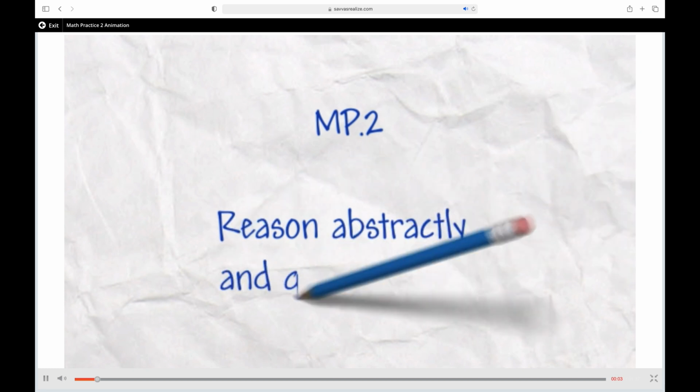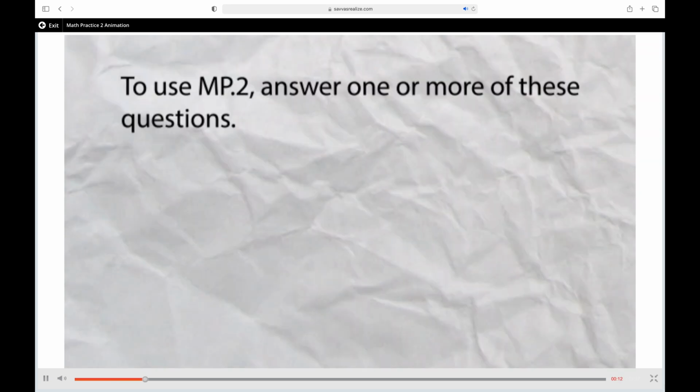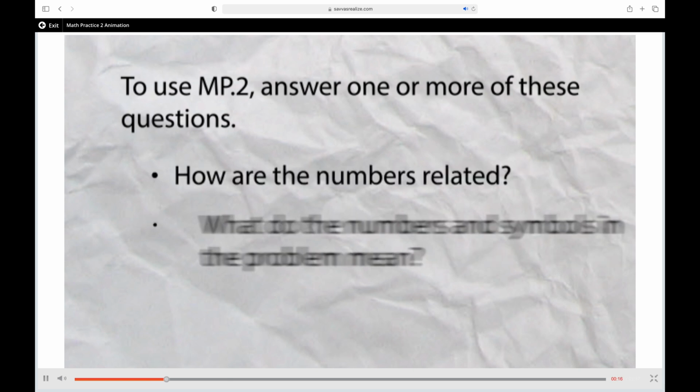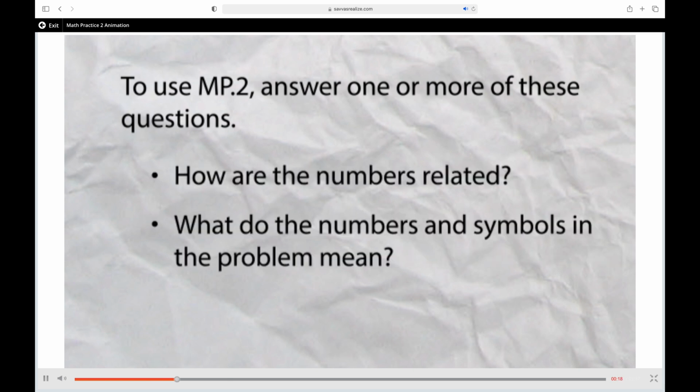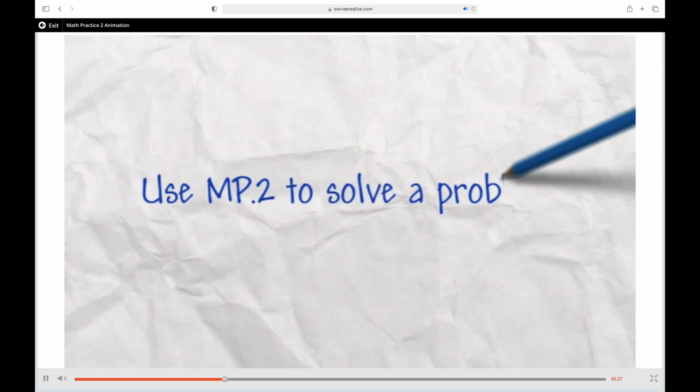Math Practice 2. Reason abstractly and quantitatively. MP2 means I know how to think about words and numbers to solve problems. To use MP2, answer one or more of these questions. How are the numbers related? What do the numbers and symbols in the problem mean? How can I show a word problem using a diagram, numbers, and symbols? Use MP2 to solve a problem.